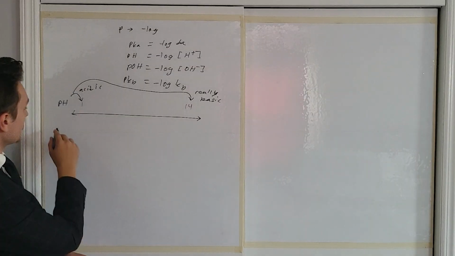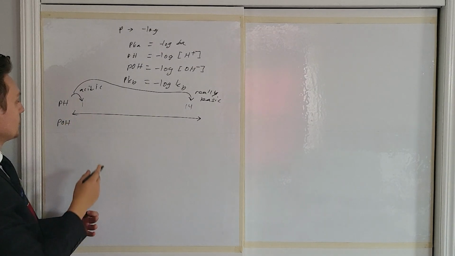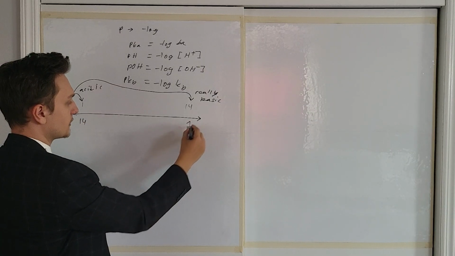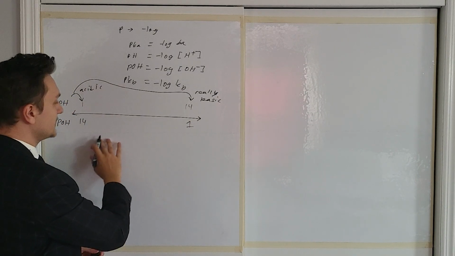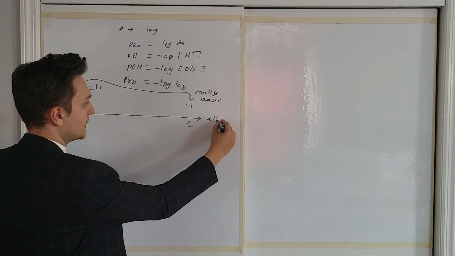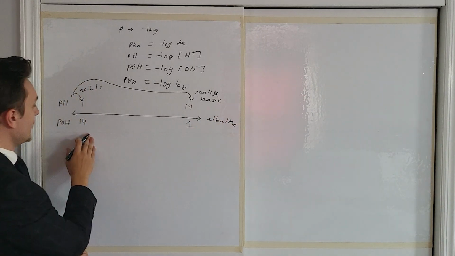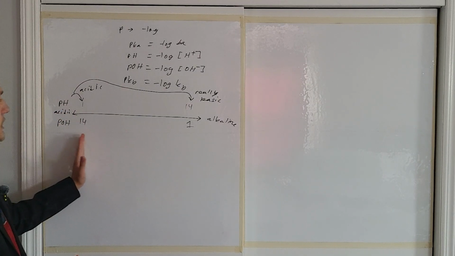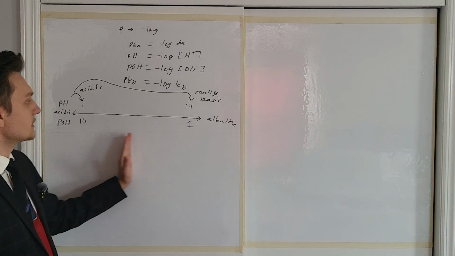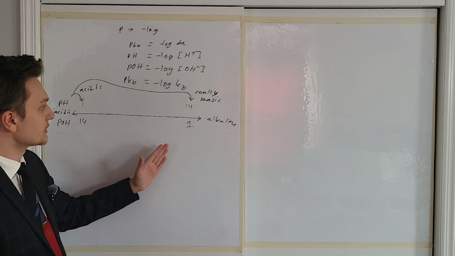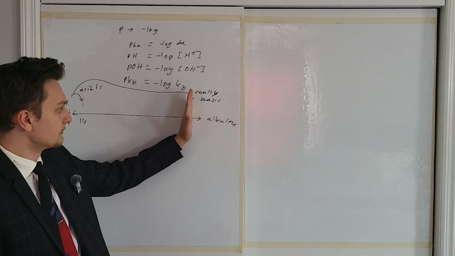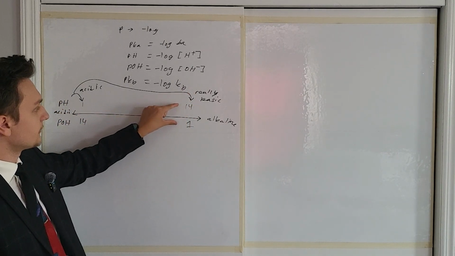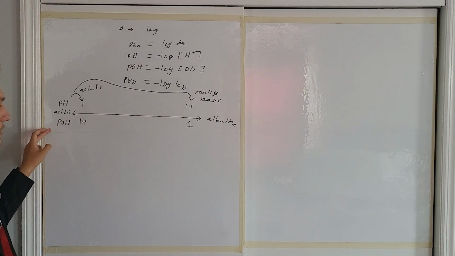Okay, and then on the bottom, I'm going to write pOH, and pOH is the exact opposite. 14 is all the way here on the left, 1 is all the way here on the right. And again, a pOH of 1 is alkaline, and a pOH of 14 is acidic. So the position on the scale still describes the same type of solution. If you're right here on the scale, you're still alkaline. It's just the numbers that we use to define that depend on whether you're talking about pH or pOH.